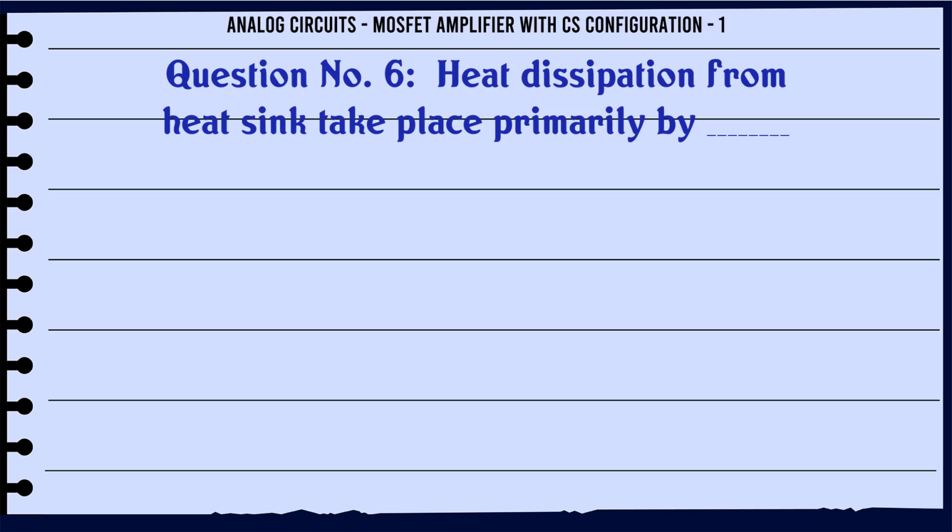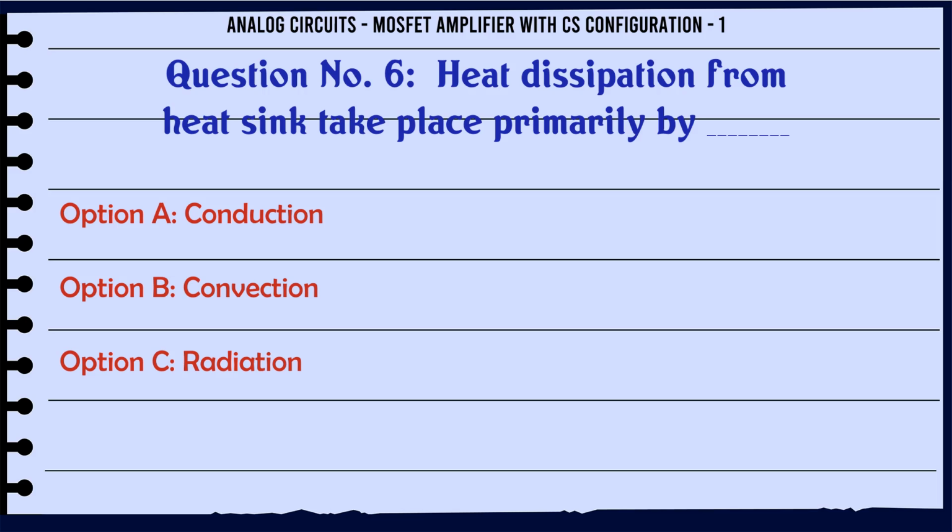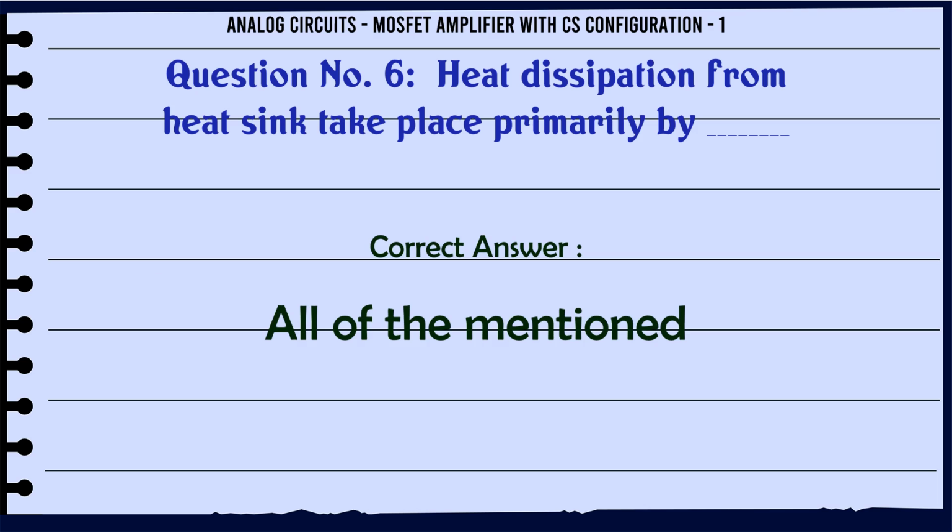Heat dissipation from a heat sink takes place primarily by A conduction, B convection, C radiation, D all of the mentioned. The correct answer is all of the mentioned.